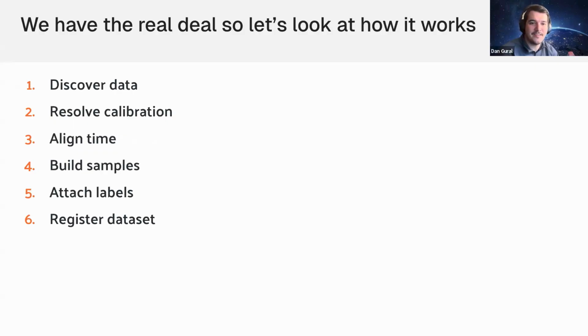So let's dive into our steps here. We're going to have a couple things that we're going to go through. First, we're going to discover our data. Then we're going to resolve the calibration. This is our poses and such. Then we're going to align our time and timestamps. We're going to build our samples in FiftyOne. Then we're going to attach labels to those samples, and then we register the dataset. These 6 steps help make up our main data ingestion pipeline, and we'll look at some very brief abridged examples on how to get through it.